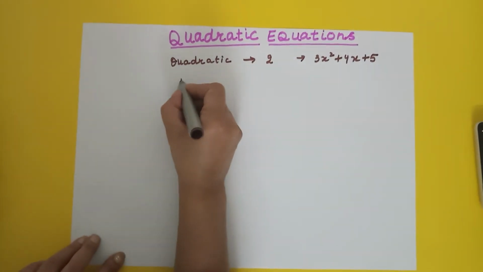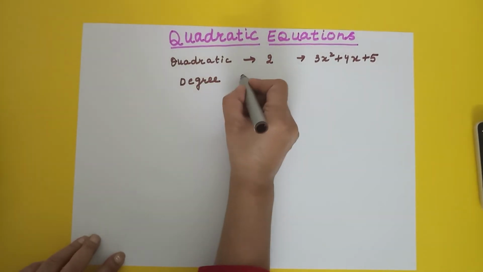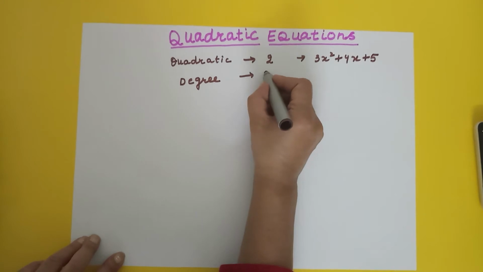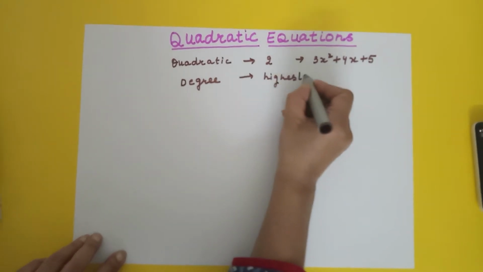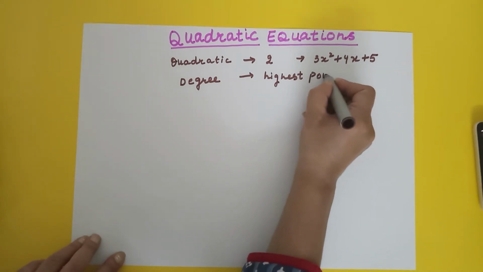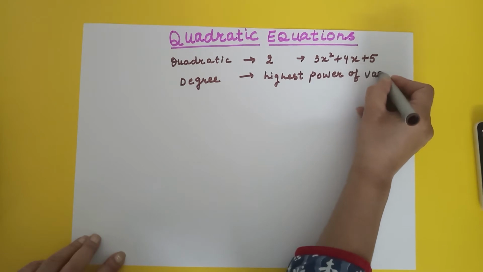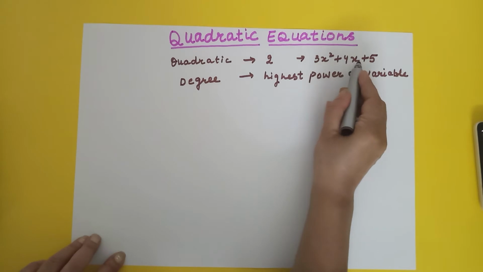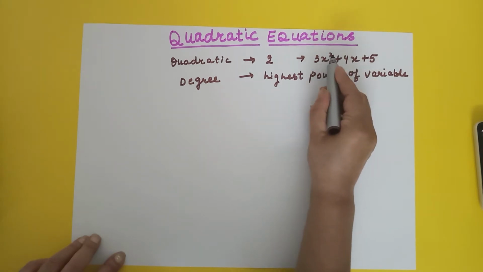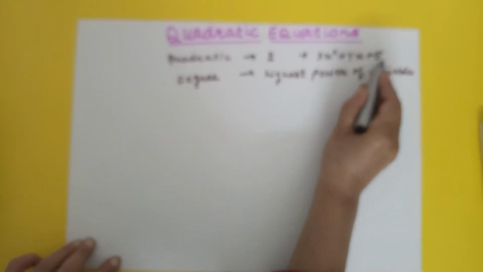Now let's understand what this degree is. Degree is actually nothing but the highest power of the variable. Now if you check the equation, what is the highest power? The highest power of the variable is 2. So the degree of this equation is 2. So this becomes a quadratic equation.